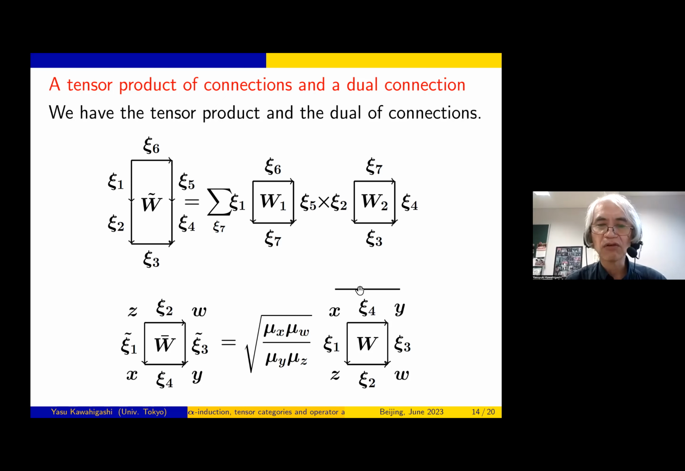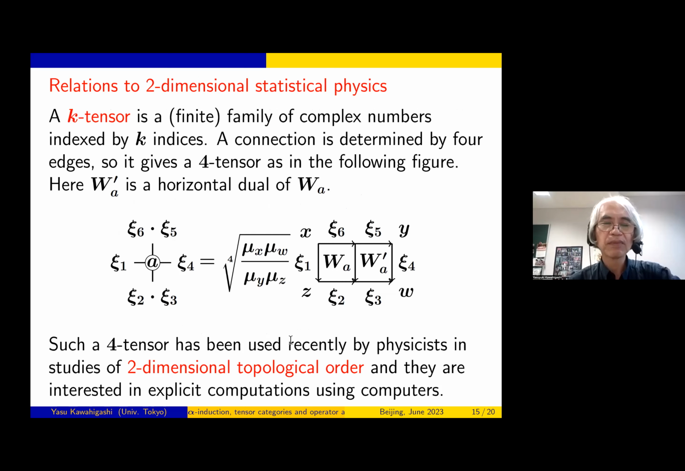So we have a complex conjugate, but again, we always have this kind of weight normalization, but this is not so important. So this bar, the dual connection, is basically the complex conjugate. So in this way, we can define the dual connection. Then this is also related to two-dimensional statistical physics.